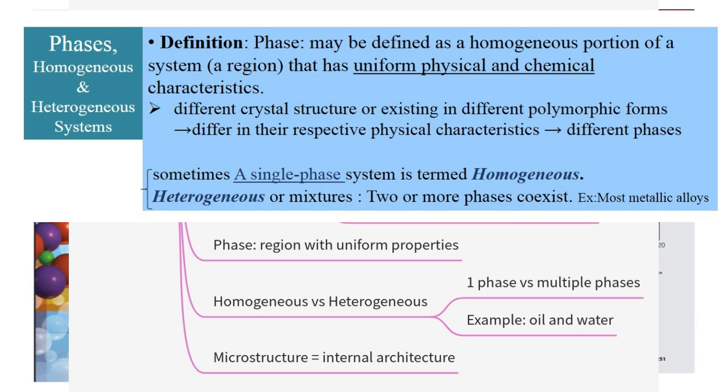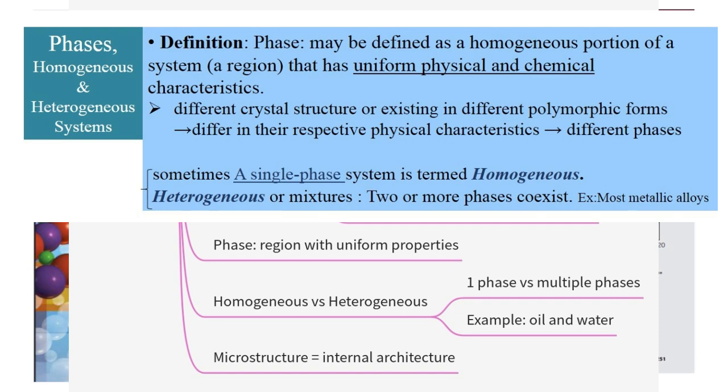Even if the chemical formula is the same, if they have different physical properties, they're different phases. Like ice and water are both H2O, but one's a solid and one's a liquid, so they're different phases. And then there's the crystal structure thing. Some materials can have different crystal structures depending on the temperature. Those are also different phases. Okay, phase equals consistent properties throughout.